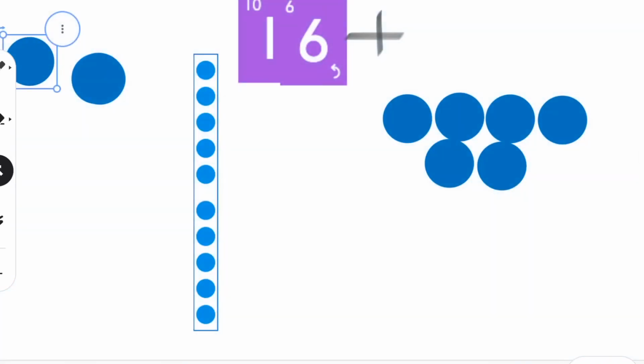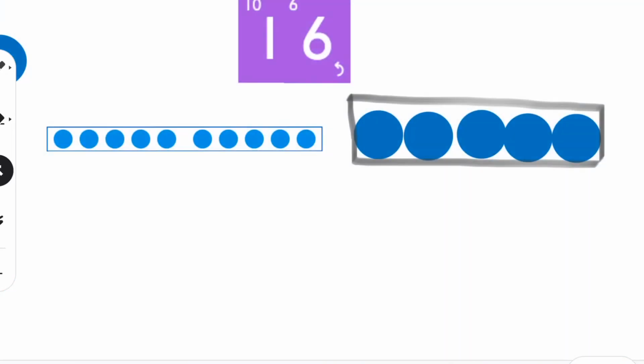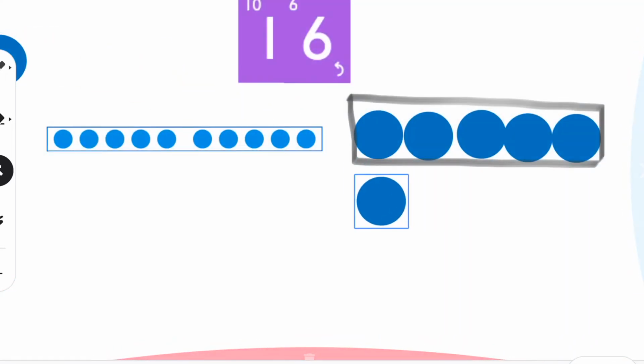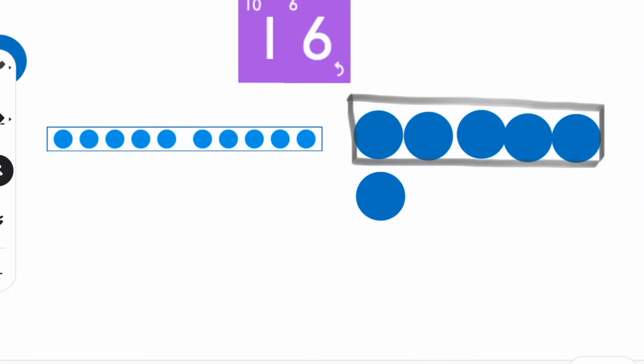But is this number 15? No, it's not. Whoop, so I need to go back to the other one, and I need to add one more dot right underneath. And that helps me show and picture it in my brain that I know I have a 10 frame, a 5 frame. So 10 plus 5 is 15, plus 1 is 16. And that is another way that I could represent or show these numbers.